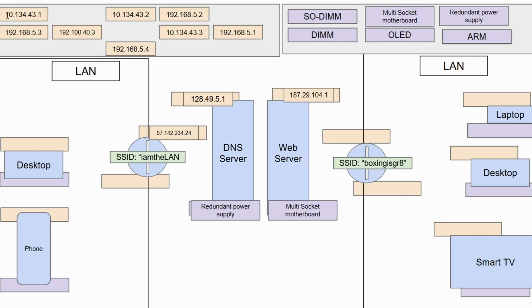We have 10.134.43.1, 10.134.43.2, the same .3. The router, guys, is generally going to be the one that ends in .1. Now, the reason being is that's generally the default gateway. It is the first device on that network, so it's generally given the IP address .1.